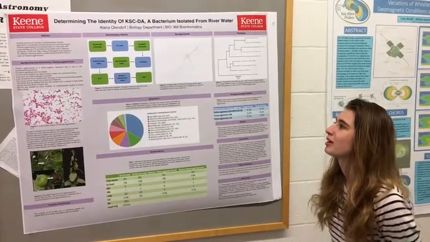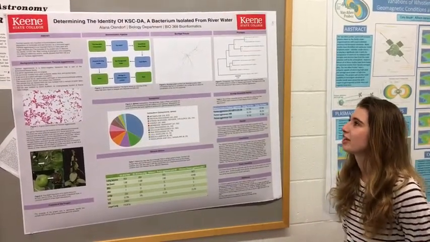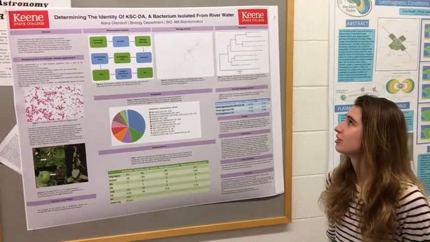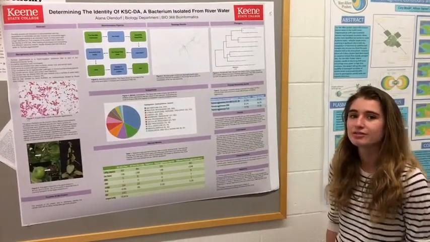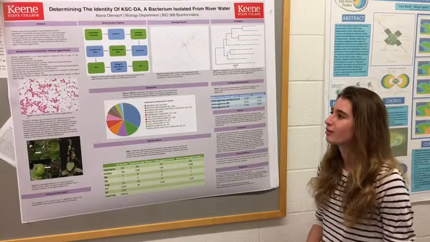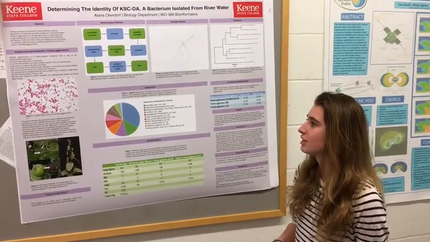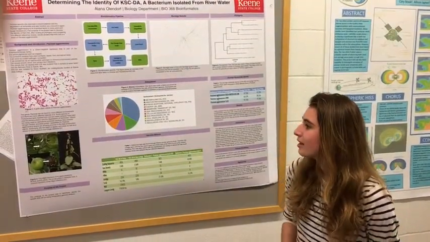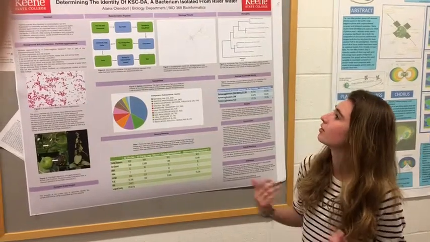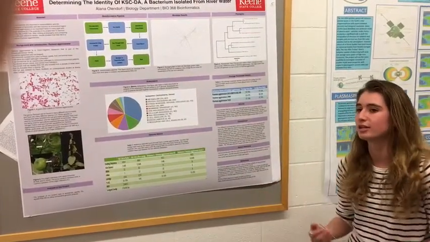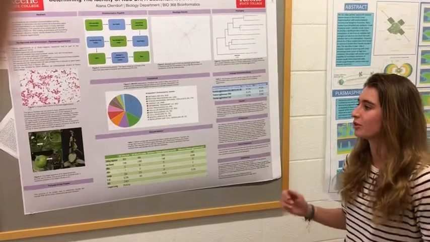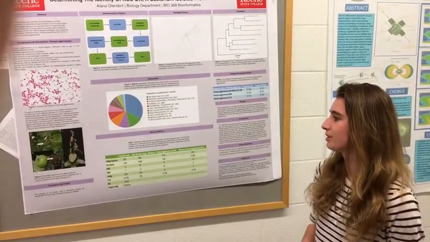Alright, so I did my project on determining the identity of KSC-DA, which is a bacterium that was isolated from the Ashuelot River. It was isolated by another undergraduate student last semester, Devin Aldebert, and my whole project was just determining what it was, because he isolated it, but we weren't quite sure on what the strain of it was.